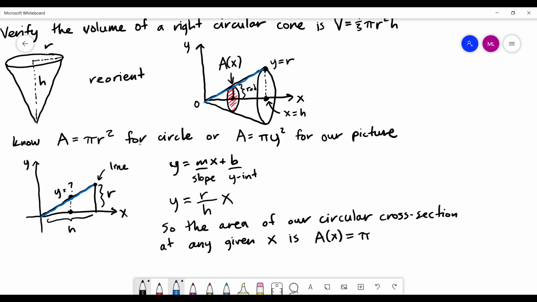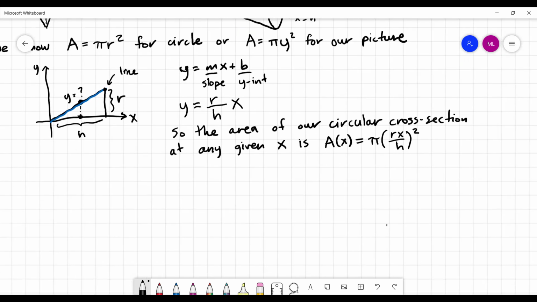So the y value is the radius. It's just the distance perpendicular from the x-axis. And in this case, that radius is rx over h, squared. So we need to square the radius. So that's what our formula is in this particular case for our area.